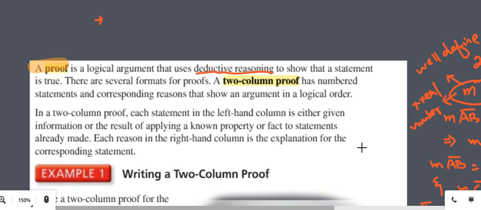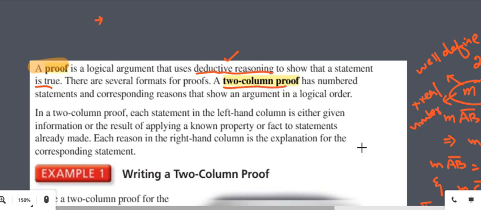Now moving forward, we will use logical arguments that use deductive reasoning to show that a statement is true. So basically, we will be given a statement and we have to prove that it is either true or false by using logical arguments and deductive reasoning. Now there are different ways to write a proof. One of them is the two-column proof.